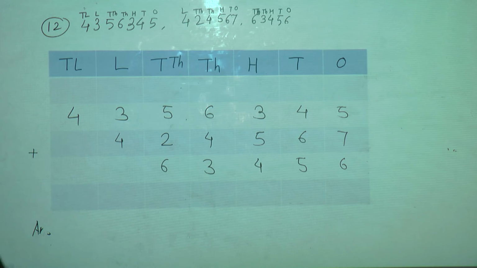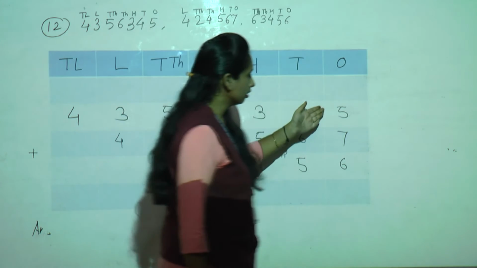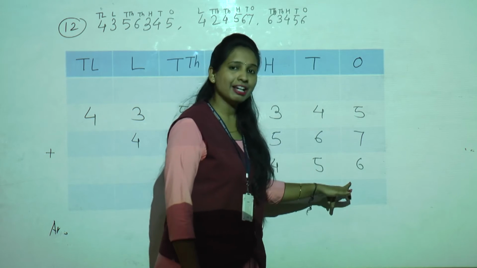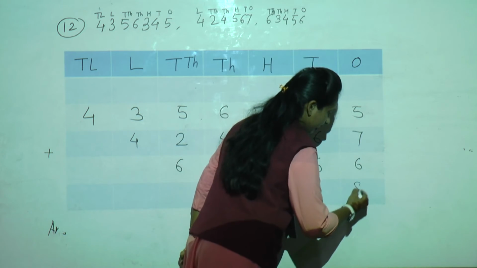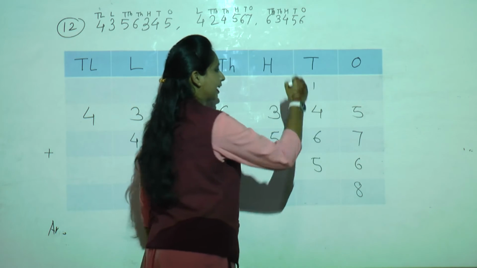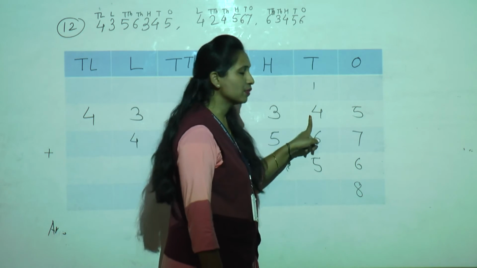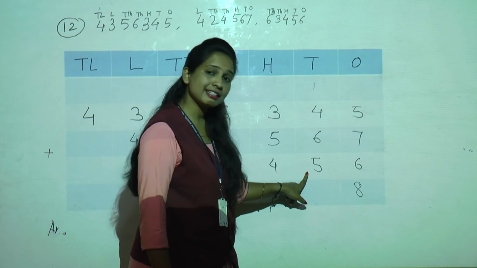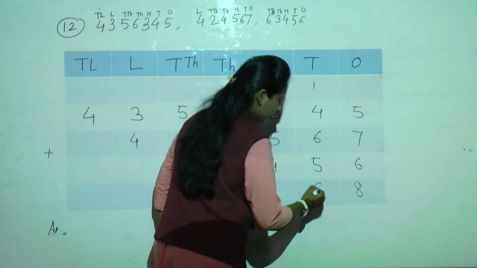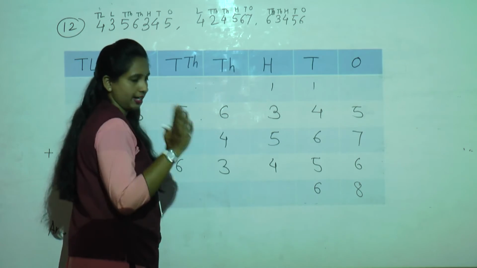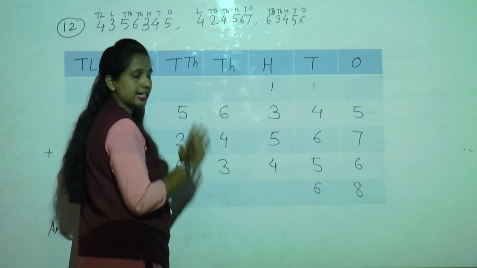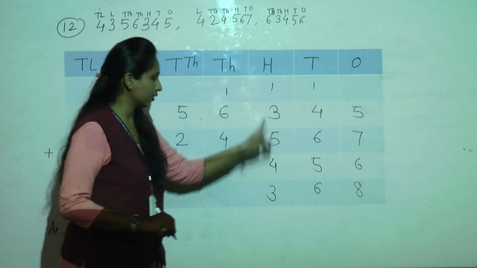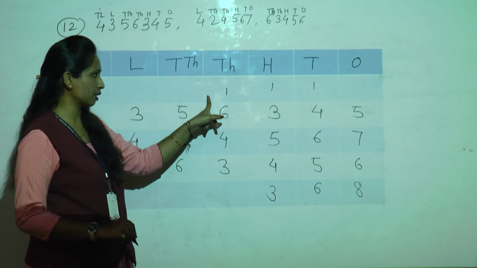Okay, now we'll do the addition of these numbers. Give the addition symbol. Now see the addition. 5 plus 7 is 12. 12 plus 6 is 18. So write 8 on the ones place, 1 will carry to the tens place. 1 plus 4 is 5. 5 plus 6 is 11. 11 plus 5 is 16. Now 1 plus 3 is 4. 4 plus 5 is 9. 9 plus 4 is 13. 3 I'll write on the hundreds place, 1 I'll carry to the thousands place.